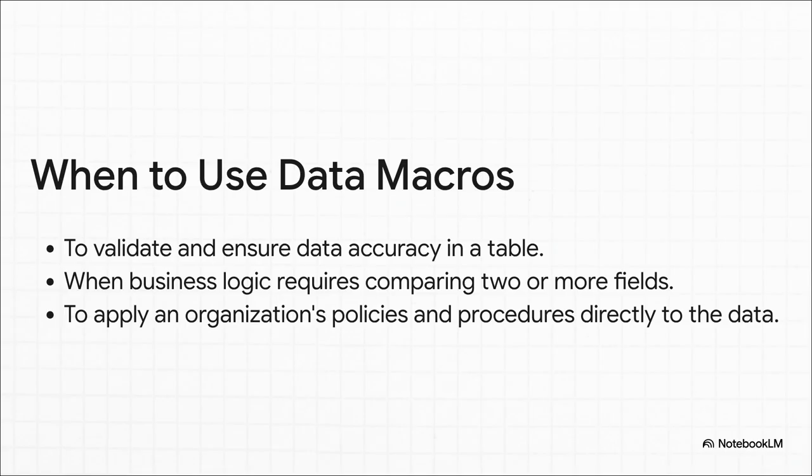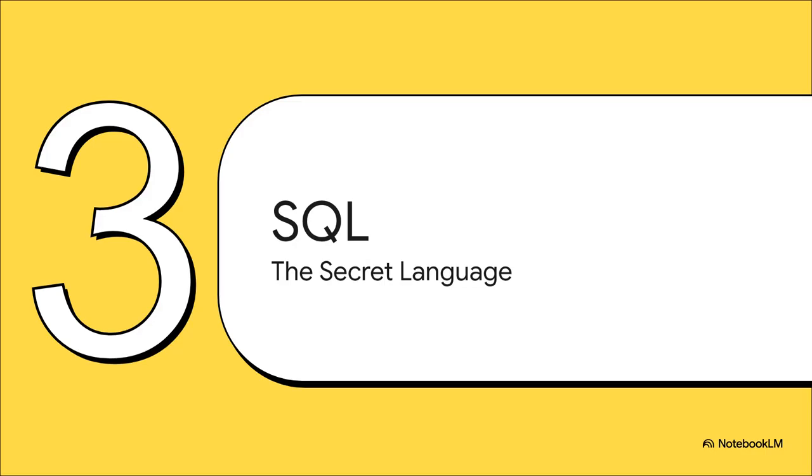So, when do you need this bouncer? A data macro is perfect for validating data, especially when the rule needs to compare two or more fields. For instance, you could make a rule that says, hey, the ship date can't be earlier than the order date. A data macro enforces that rule no matter what, all the time. Pretty cool, huh?